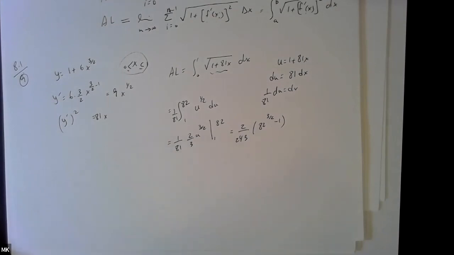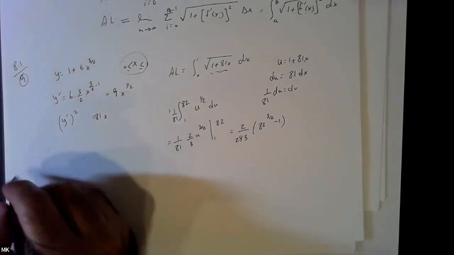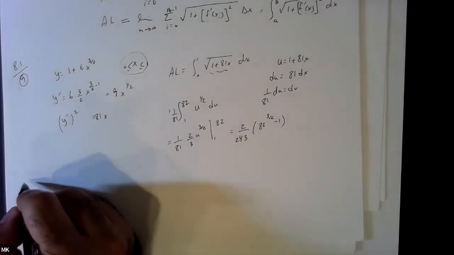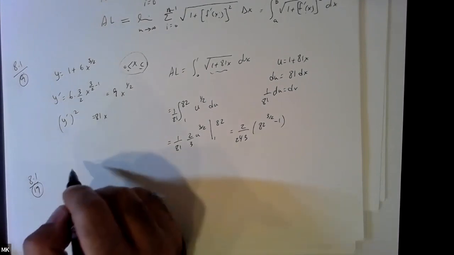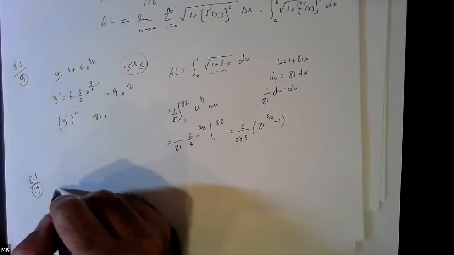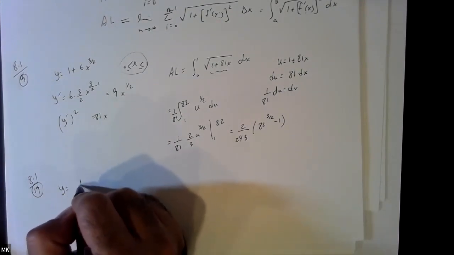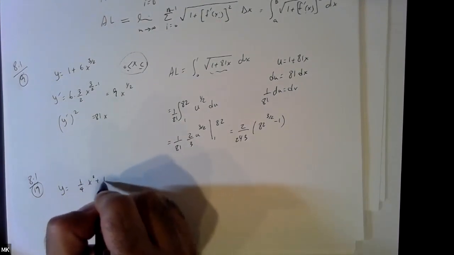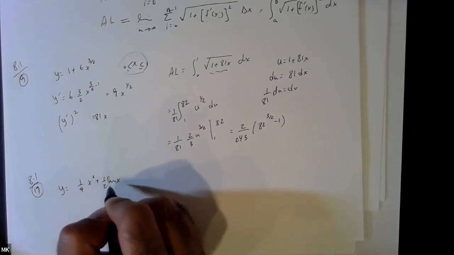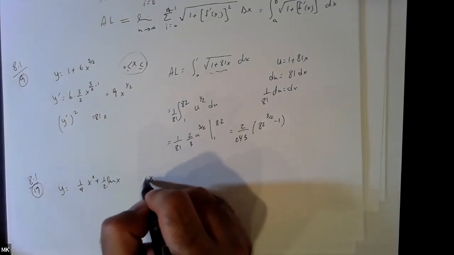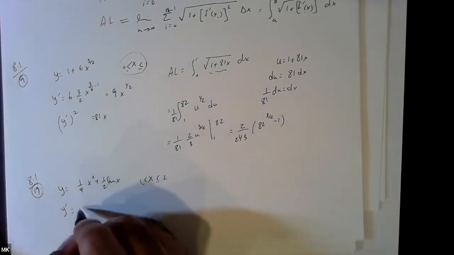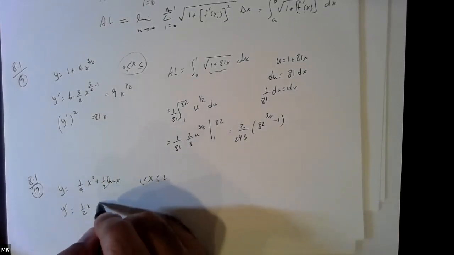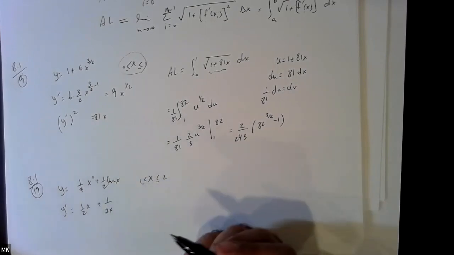Let's do number 17, because number 17 has a trick inside. So I think it's a fun one. It's actually a very fun example. So again, be patient with yourself, but it's going to be a fun one. Y is equal to 1/4 x squared plus 1/2 ln of x. And then the x bounds are between 1 and 2. Let's just go through the process. Y prime would be 1/2 x plus 1 over 2x if I take the derivative.